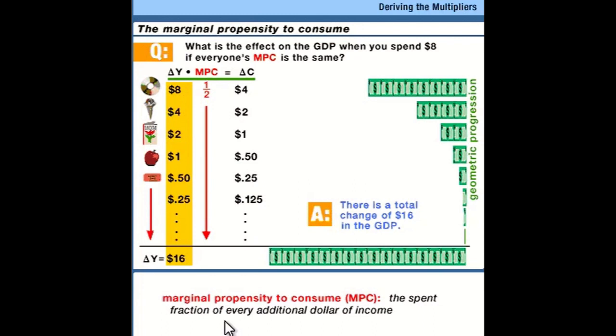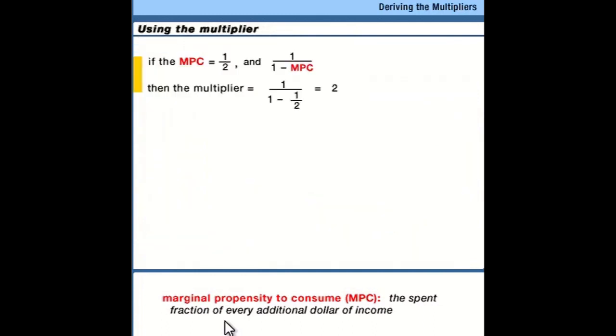That is, if the marginal propensity to consume is 1/2, then each successive stage is going to be 1/2 of the previous stage. And the grand total that you get is going to be 1 over 1 minus 1/2, which is 1 over 1/2, which is 2. So you originally spent $8. The grand total increase in gross domestic product was 16. This is going to be true in general. In general, the multiplier is going to be related to the marginal propensity to consume in exactly this fashion.